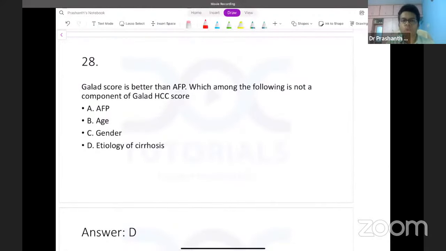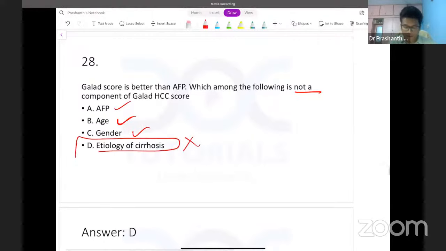Now, GALAD score is better than AFP. Yes, we know that this is a new score which has come up, which is better than AFP. There are very good data in the UK where it started off. Now we have good trials which have validated this score even in the US. And for the GALAD score, the question is what it doesn't have. AFP has age, it has gender, but it doesn't have etiology of cirrhosis. So that becomes the answer.